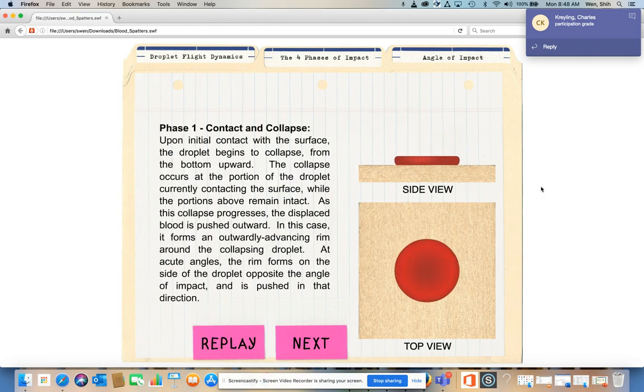Now, the first phase is contact and collapse. So essentially what this is saying is that if you have a passive drop, so something that comes off of a murder weapon or even the victim themselves, what happens in terms of that blood and what is the journey that that particular blood takes? So if it's falling, then it's pretty logical to assume that the bottom of that blood is going to hit the ground first or that surface first. And so this is what this particular phase one is talking about in terms of the different forces that are exerted on that blood droplet as it hits that surface.